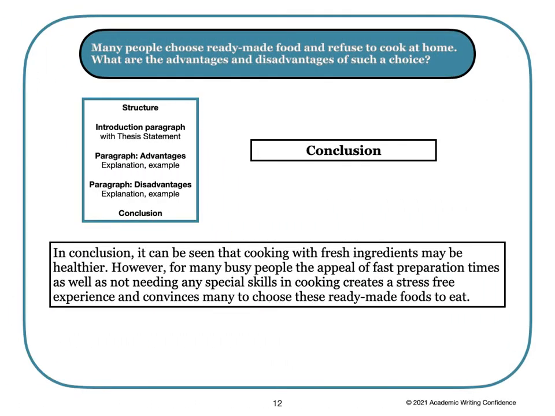Now all we need to do is write a conclusion paragraph. In conclusion, it can be seen that cooking with fresh ingredients may be healthier. However, for many busy people, the appeal of fast preparation times, as well as not needing any special skills in cooking, creates a stress-free experience and convinces many to choose these ready-made foods to eat. The words "in conclusion" is a transition that can be used to begin your conclusion. As you can see from what we've written, we have not given our opinion about which side we think is better. We have just discussed both sides.